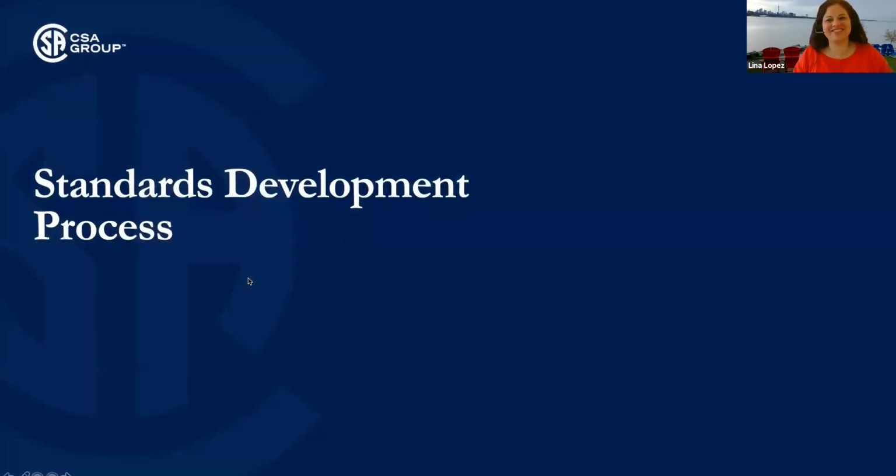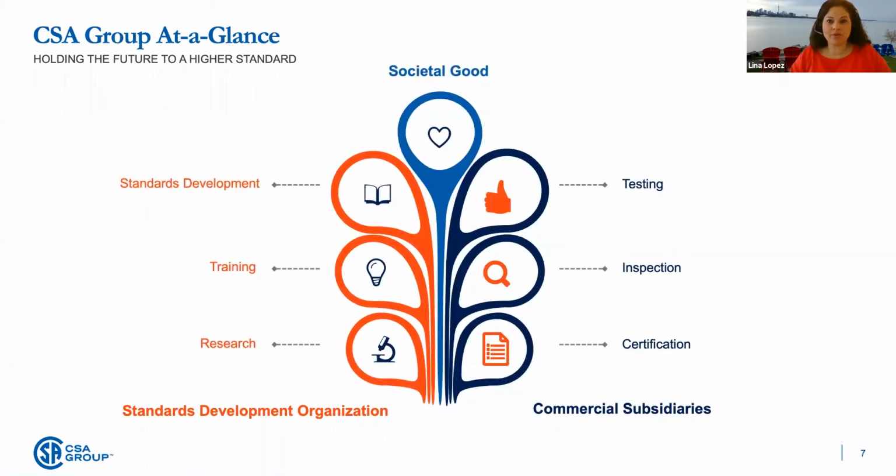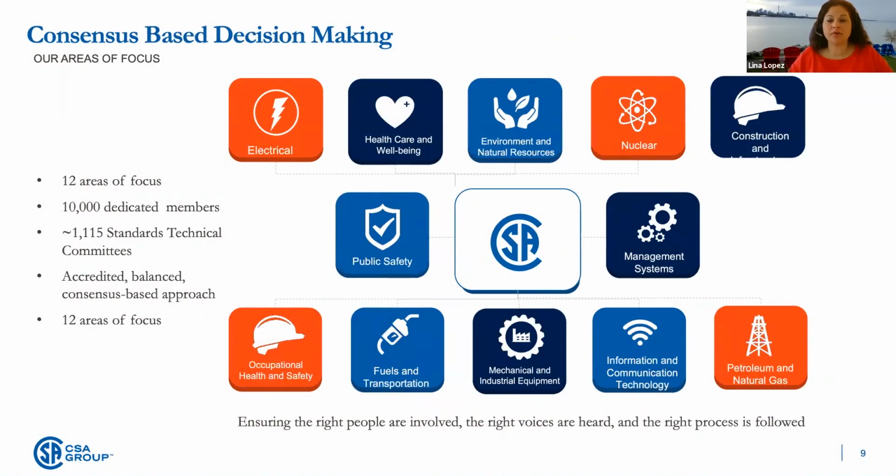Hi, everyone. Good afternoon or good day, depending on where you're from. I'm going to take you through CSA's standards development process. On the screen, we have an overview of CSA's divisions. There are 2 areas of focus at CSA: testing, inspection, and certification, and standards development. I'm going to be speaking to the standards development area. The standards development process involves volunteers, and CSA looks at 12 focus areas, shown here on the screen. I'm going to narrow in on occupational health and safety, where we look at advancing safety for workers and their well-being.